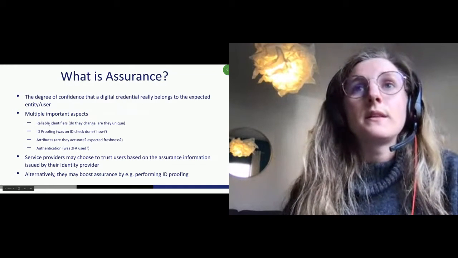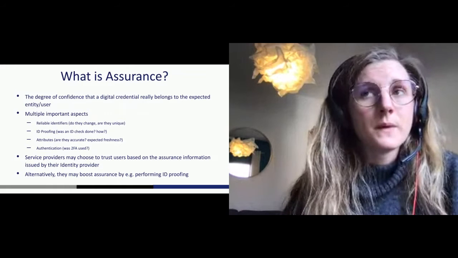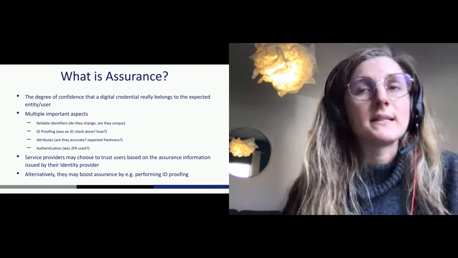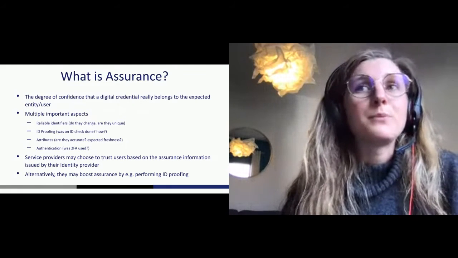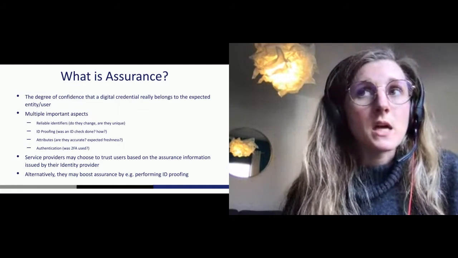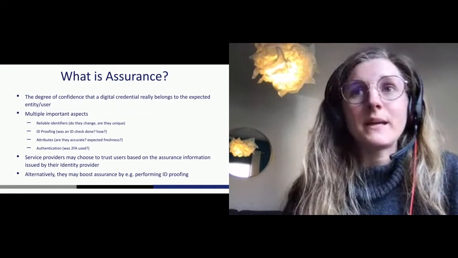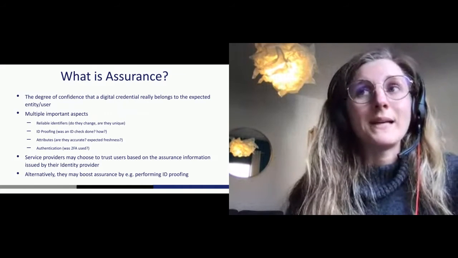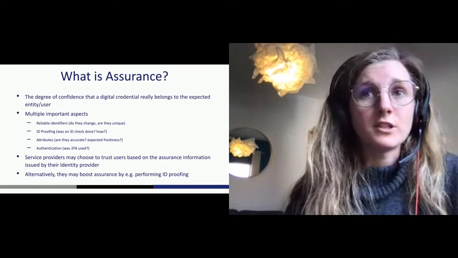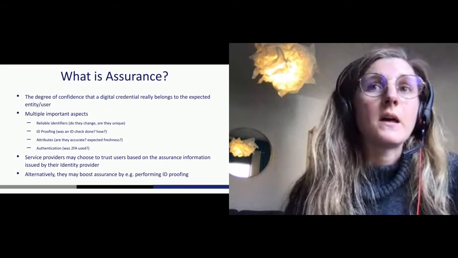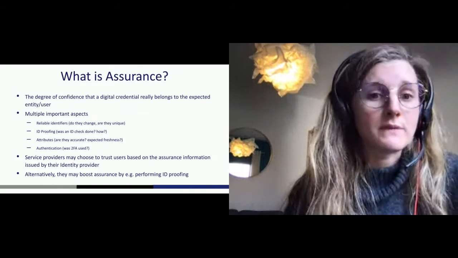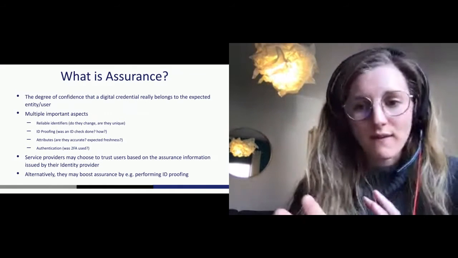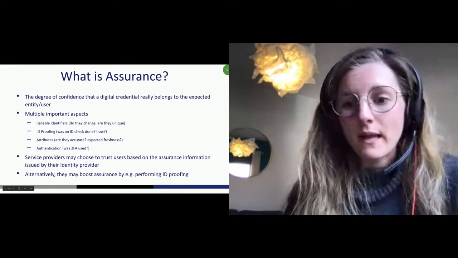We've got the reliability of identifiers. Do they change? Will they change in the future? Are they unique? Can they be reassigned? We've got ID proofing. Was an ID check done? How was it done? How reliable is that information? We have the attributes. So are they accurate? What can we expect in terms of freshness? And then we have the authentication assurance. So was multi-factor authentication used? And by 2FA, I'm using 2FA and MFA in parallel, really.